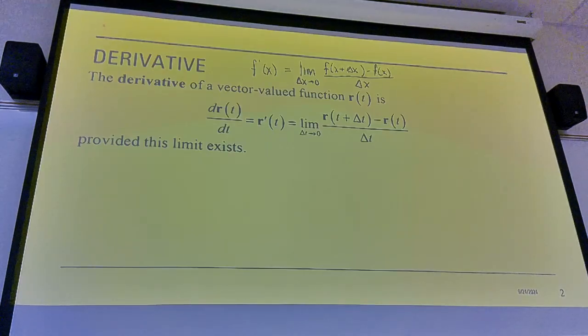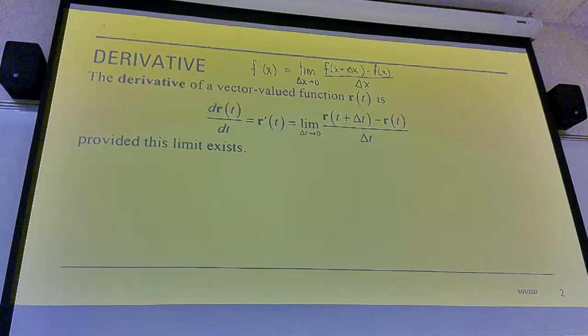Now, think back to Calc 1. Remember having to find derivatives using that definition? Remember how much of a pain in the rear end it was? And now do it 3 times. So we don't want to do that, do we?